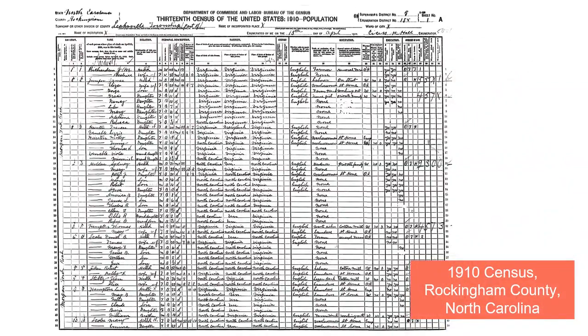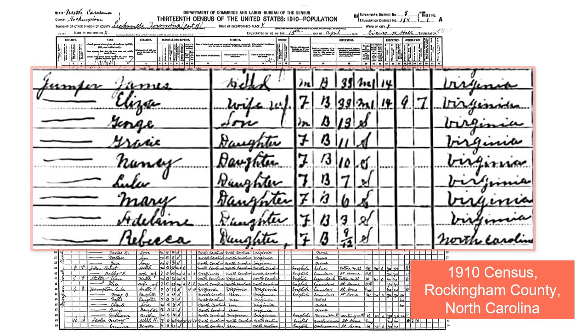With this and other information I collected, I can locate James with his family in the 1910 United States Census. At that time, he lived in Rockingham County, North Carolina. Let's look a little closer. Here's James with his wife Eliza and 7 children: George, Gracie, Nancy, Lula, Mary, Adeline, and Rebecca.